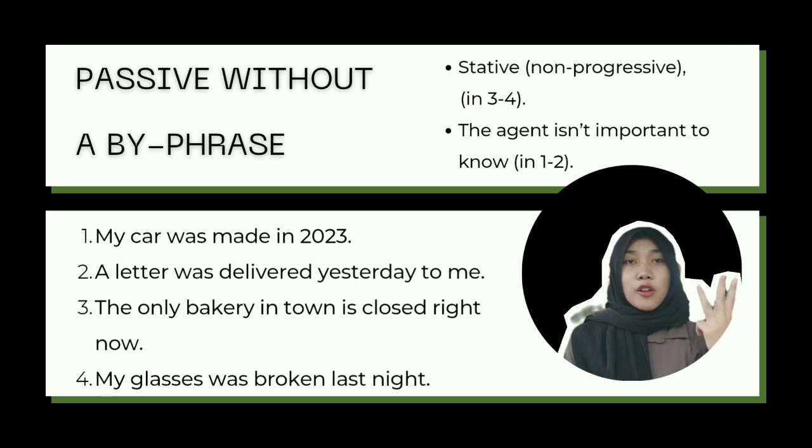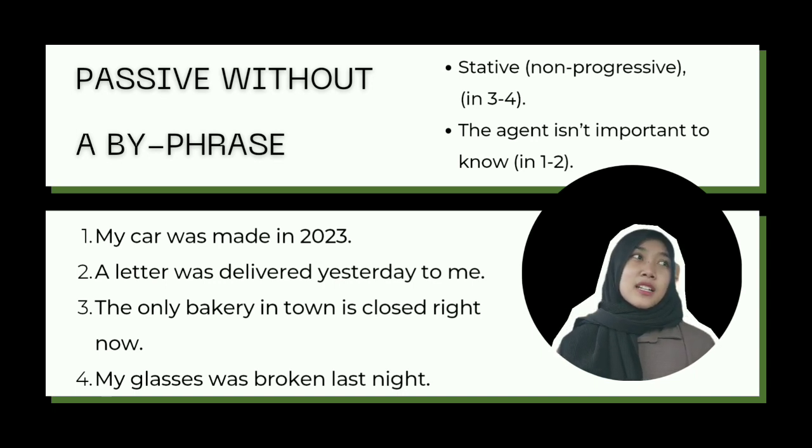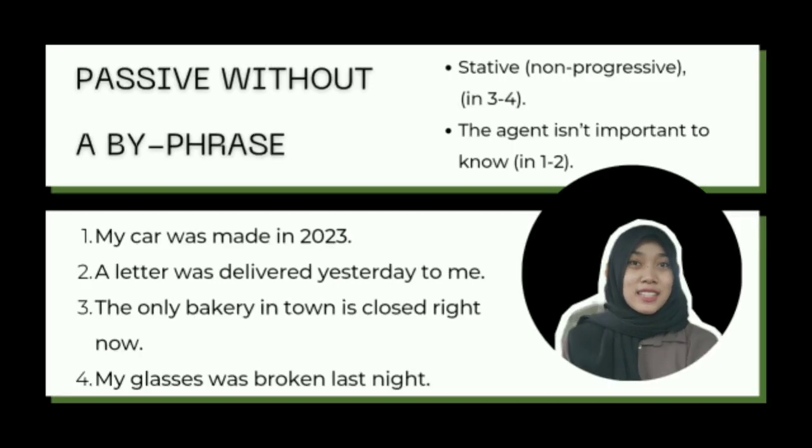There are two features of stative or non-progressive sentences. First, there's no action taking place. And second, there's no by phrase. And the last is that the past participle functions as an adjective. The passive without the by preposition is sometimes used because the agent of the sentence is not important to know. Like the examples of number 1 and number 2. Number 1, my car was made in 2023, and it's not important to know who made the car. Number 2, a letter was delivered yesterday to me. It's also not important to know who delivered the letter yesterday.